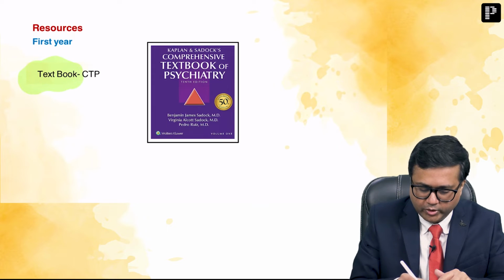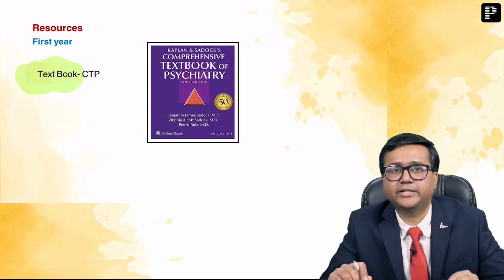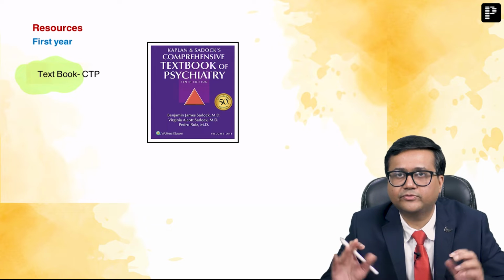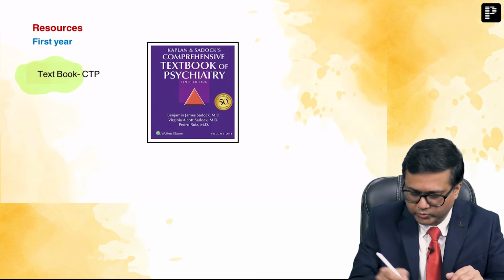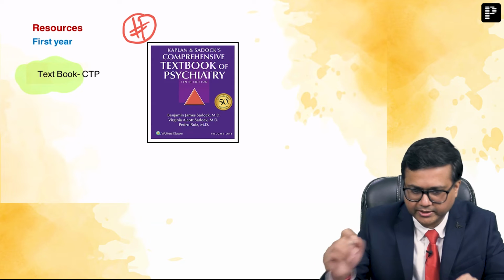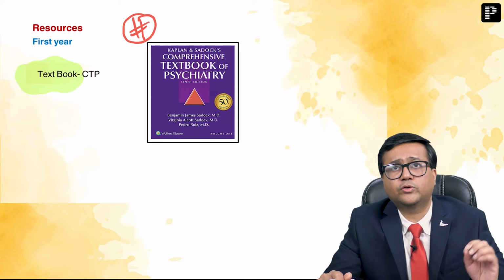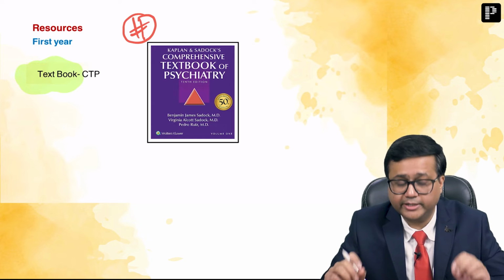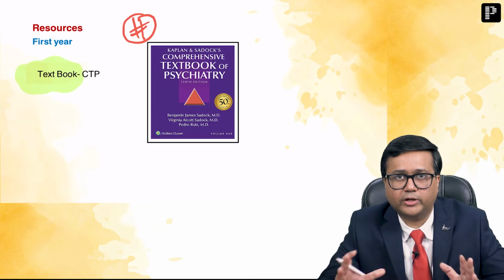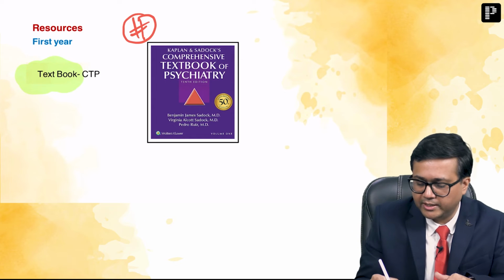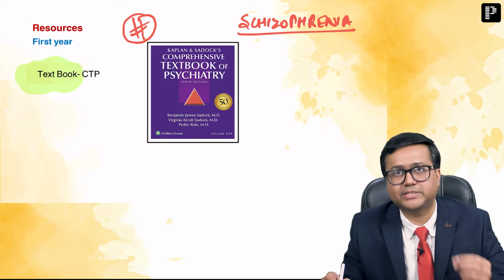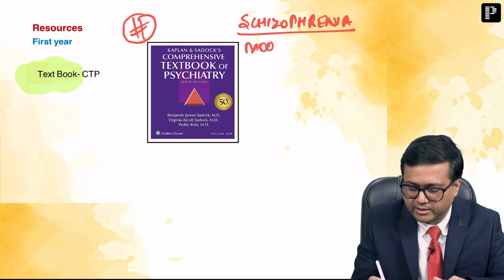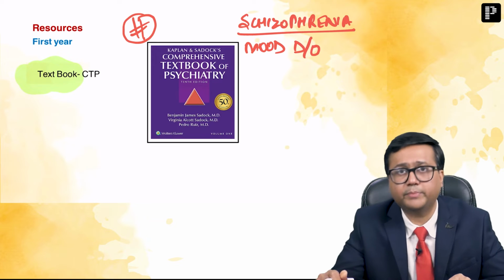Now, one of the very important textbooks in psychiatry is CTP, Comprehensive Textbook of Psychiatry, Kaplan and Sadock. That is a very important resource. And when you read CTP, it's not necessary that you read from page 1 to the last page. One should at least read some of the important topics first from CTP, including schizophrenia. Schizophrenia is a very important topic which you should read from CTP. Then another is mood disorder, again an important topic.